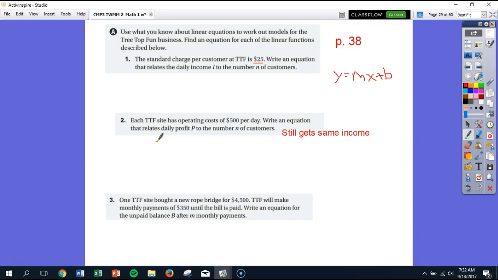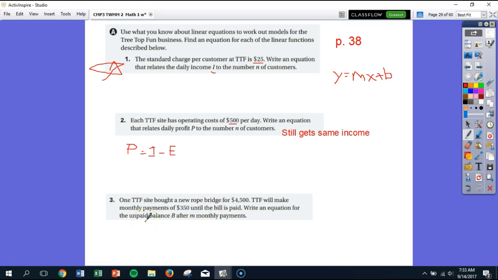Then on to 2. Each TTF site has an operating cost of $500 per day. Write an equation that relates daily profit, P, to the number n of customers. That's not exactly what you got up there, but you got your income here, all right? And for those of you that don't know, profit equals income minus expenses. So come up with an equation that relates daily profit, P, to the number n of customers, which we use up here.